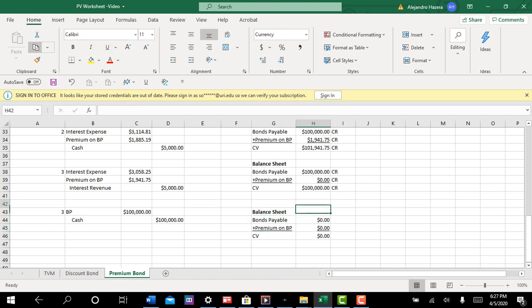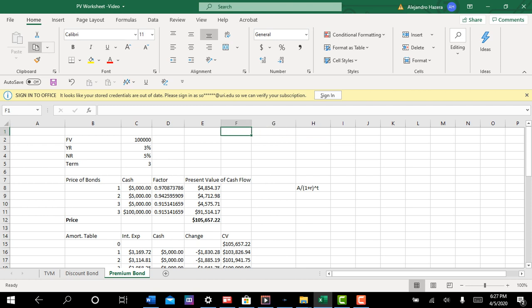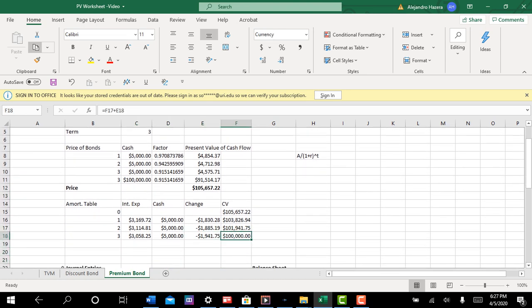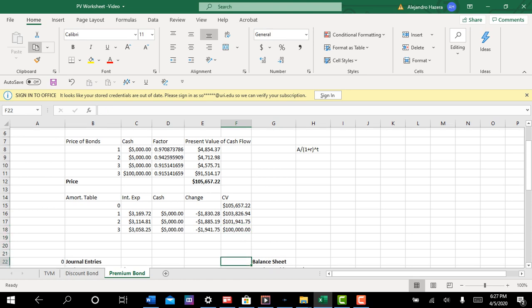The concepts I all went through, the same concepts of face value, yield rate, nominal rate, and term, I all went through in the discount video, which took a little longer. This one took a little shorter because I already had it set up. And also the main thing to notice is that when the yield rate is less than nominal rate, your price is greater than the face value. I talked about that in the last video, but that held true here.